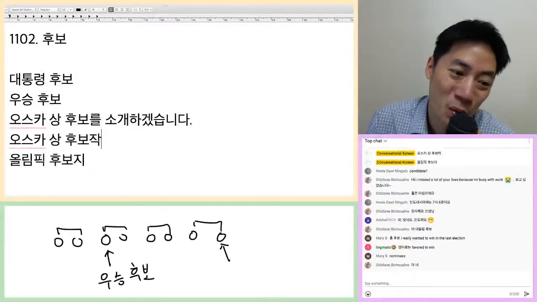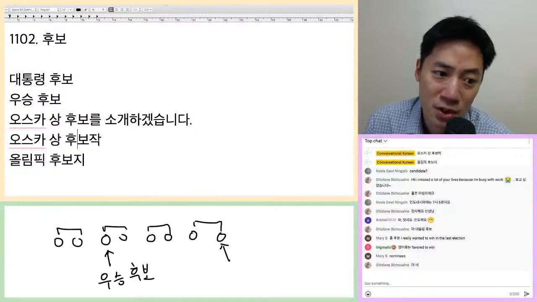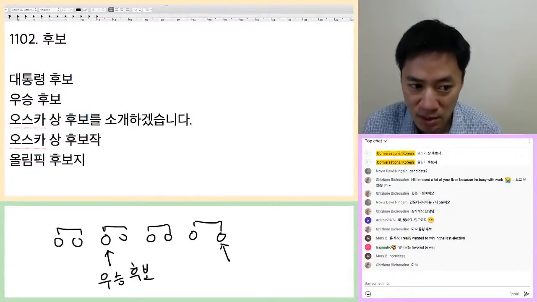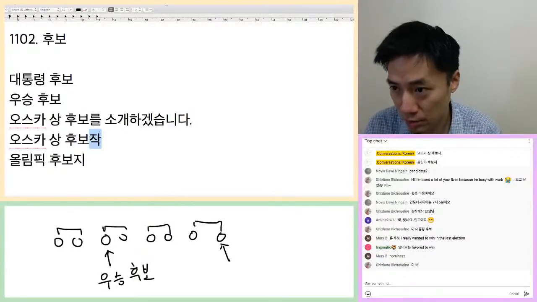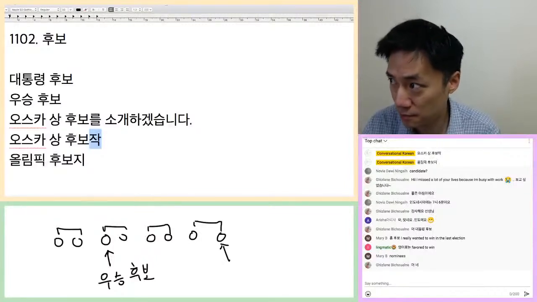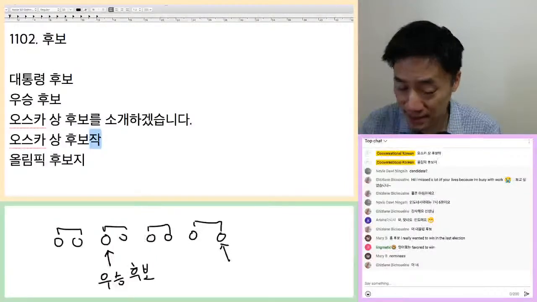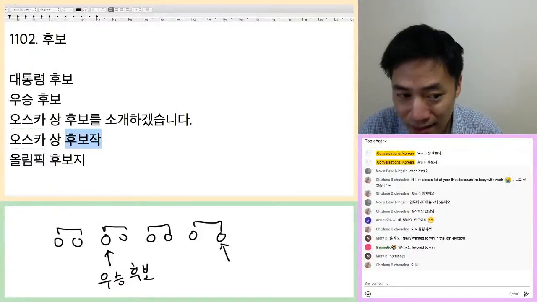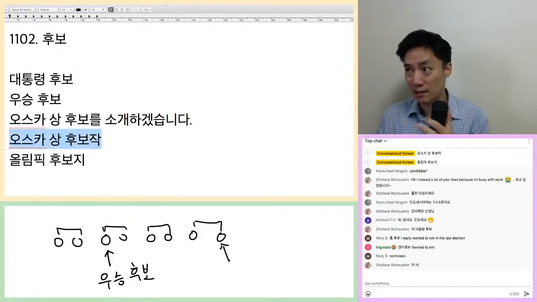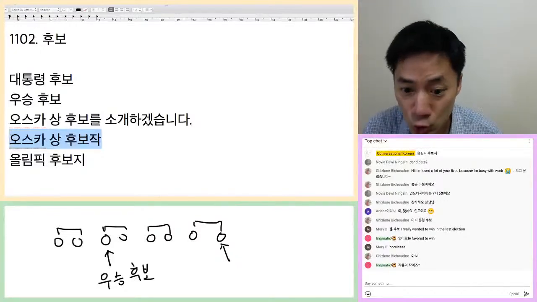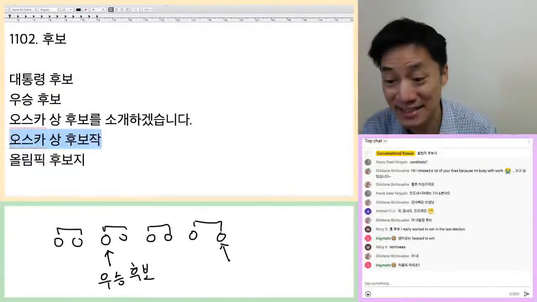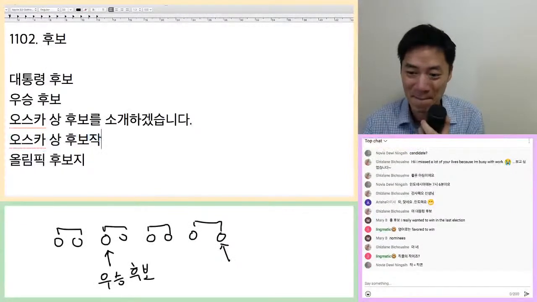By the way, 후보 is usually for a person, but when it comes to artwork, a movie, a song, or a painting, you say 후보작. 오스카상 후보작: when the movie itself becomes a nominee, then you say 후보작. 예, 작품의 작, that's right. 맞아요. 작품.